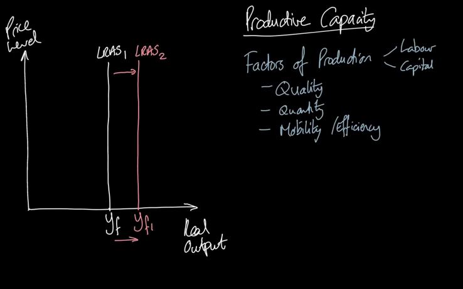Efficiency as well is important to think about. So this may include, for instance, things like the efficiency of institutions, so the legal structure, the banking structure, and so on, and whether those things work efficiently in order to reallocate the factors of production.